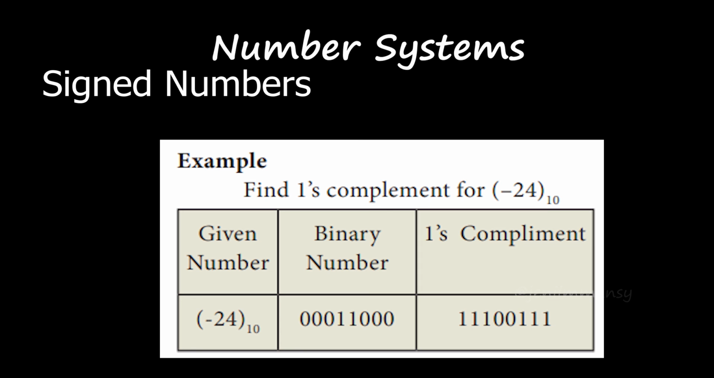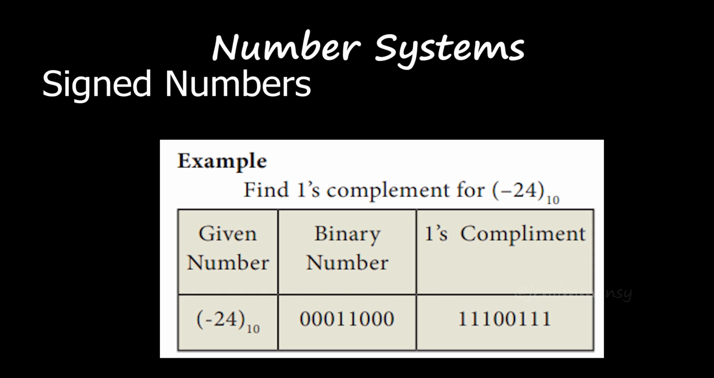If a positive decimal number is given and they are asking you to find the ones or twos complement, we cannot find it, because only for negative values will we be able to find it, that is signed magnitude. Okay, signed magnitude representation. So only the minus sign will be considered as negative, and for negative numbers alone we will be finding this ones complement and twos complement.